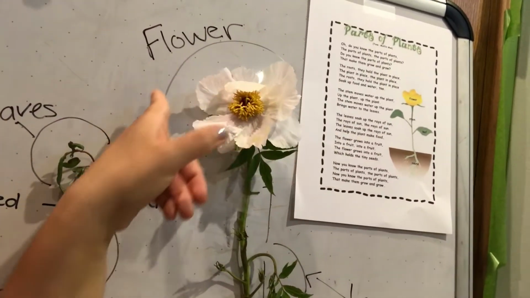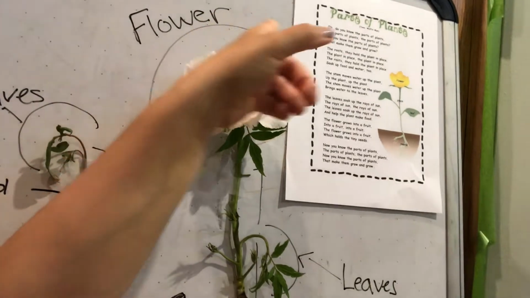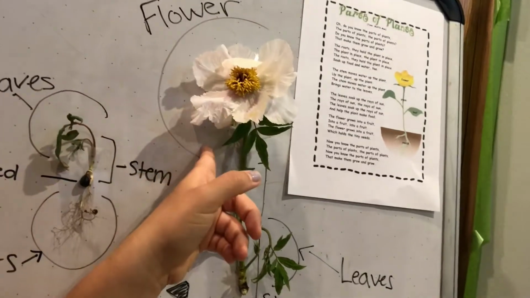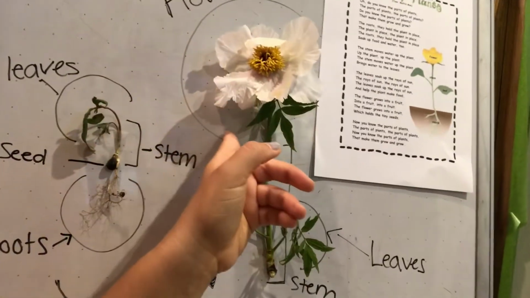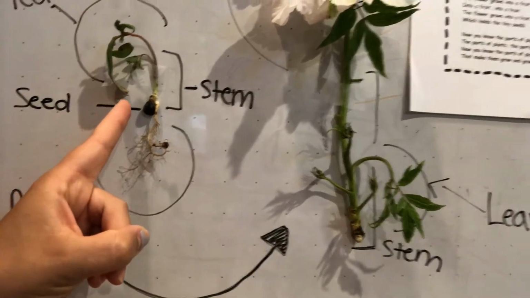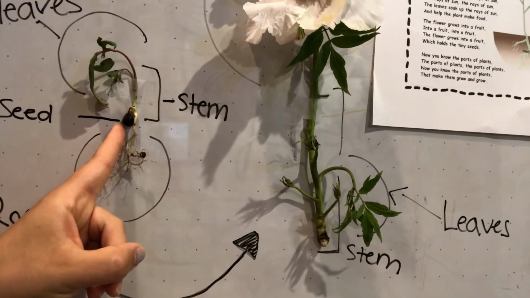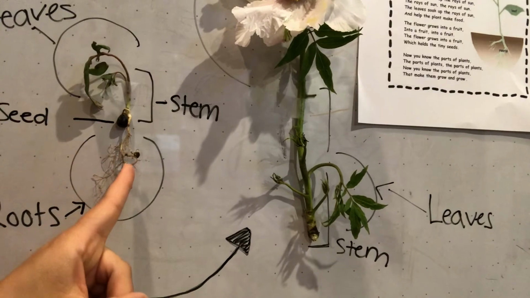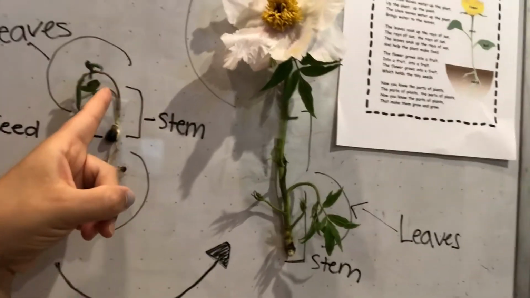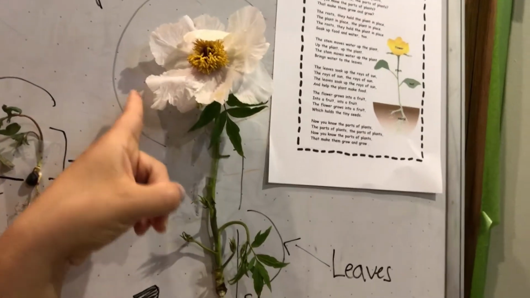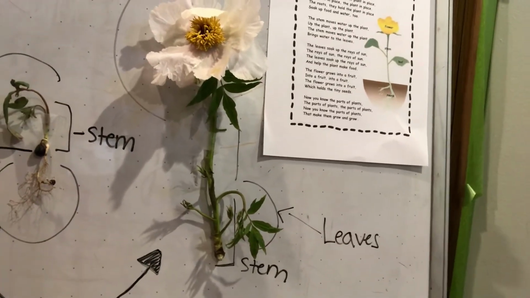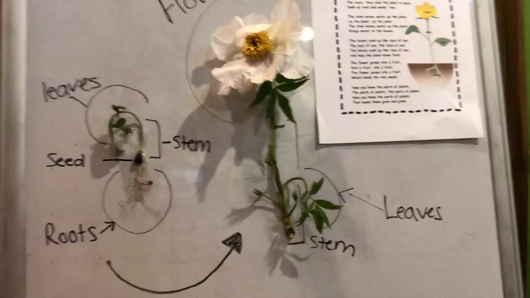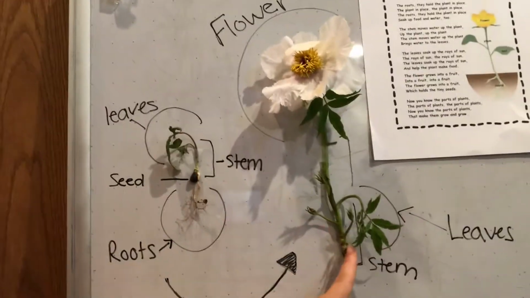Does anybody know what animal helps pollinate flowers? Bumblebees help pollinate, and butterflies, right? So it starts off with a little seed, and it begins to grow with water and soil and sunlight, and it grows into a beautiful flower. That's pretty cool. Maybe on a nature walk you can see the different plants.